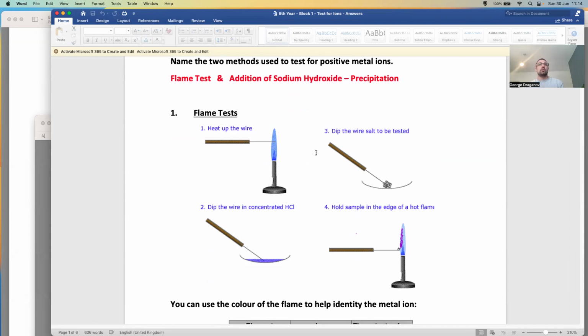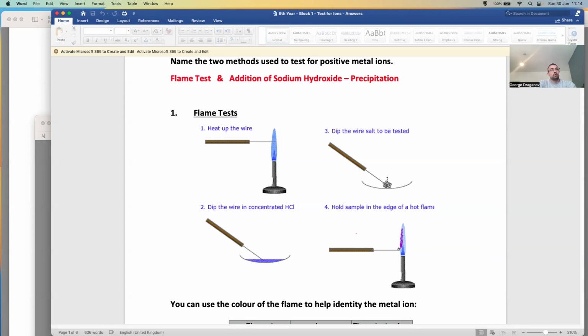Okay, you must have an open air hole. And what will happen is you'll need to clean the wire in that fashion. So normally, if it produces a color, you have to keep cleaning it in the concentrated acid. So you keep dipping it in the acid and dipping it back into the flame until it's clean. Once it's clean, you know it's clean by not producing any color. You then dip it back into your acid.